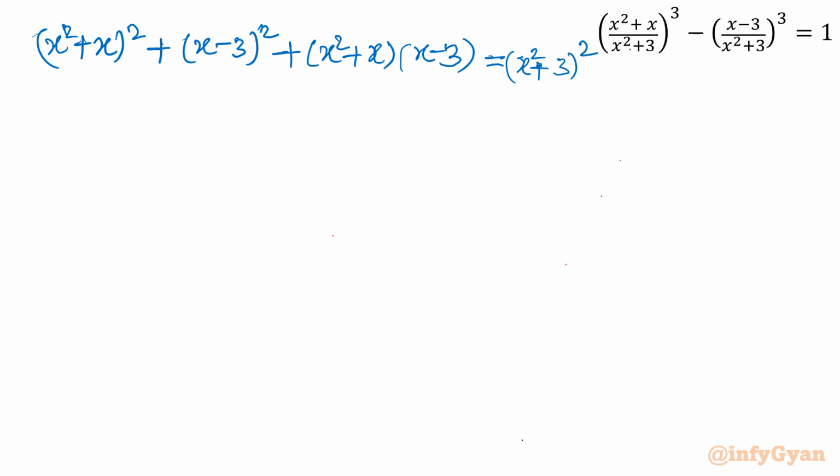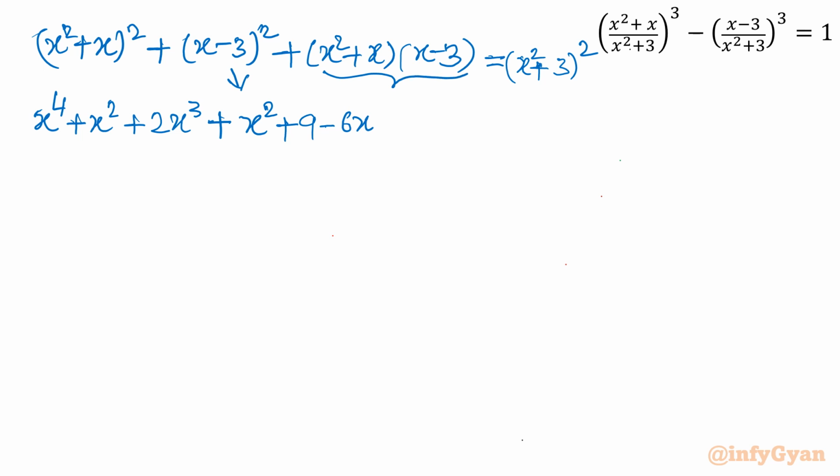Now we have to expand it. Most of the terms will get cancelled out. Let's expand. (a + b)² is a² + b² + 2ab. The first bracket is done. Now the second bracket: (a − b)² is a² + b² − 2ab. Now take the product of both the brackets. I will write x³ − 3x² + x².